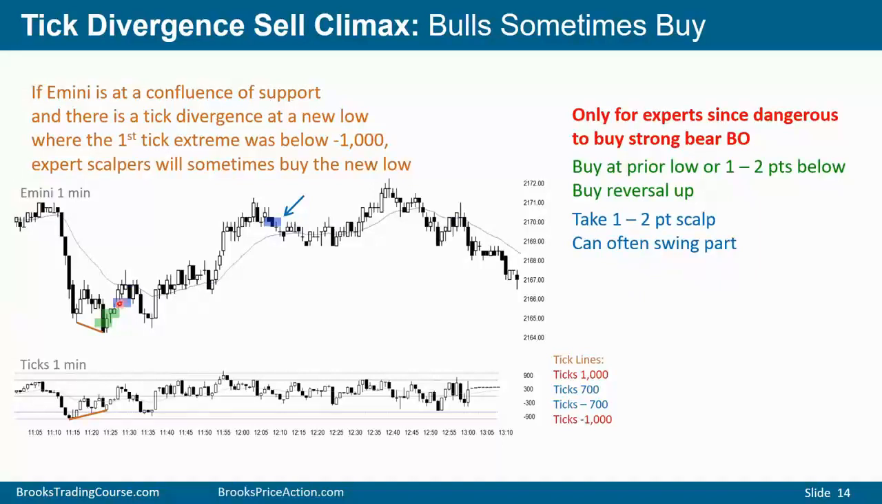If an expert trader did buy the reversal up, he could scalp, get out with a 1-point scalp, or he could hold for a swing trade, especially if this is at a support area on a higher time frame chart like the 5-minute chart.